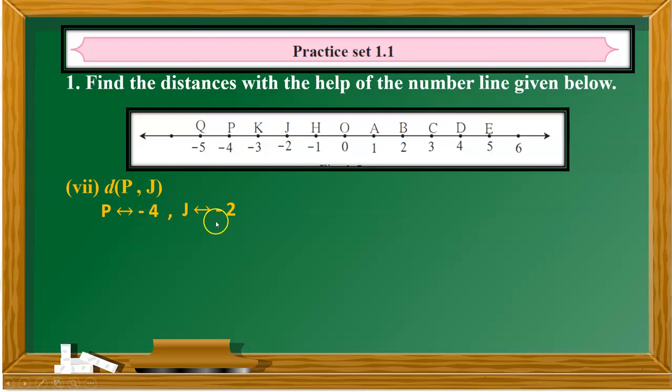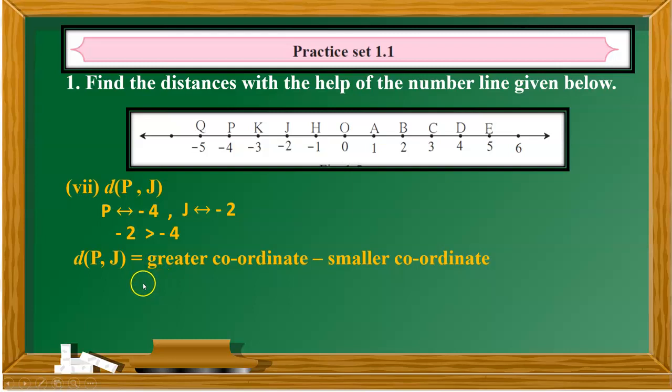Out of these two, which is greater? -2 is greater than -4. The next step is the formula. Next step is substitution. That is -2 minus of -4. On solving this, we will get -2 plus 4 equal to 2 units.